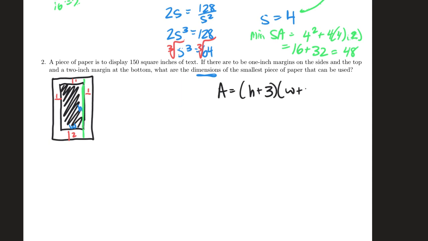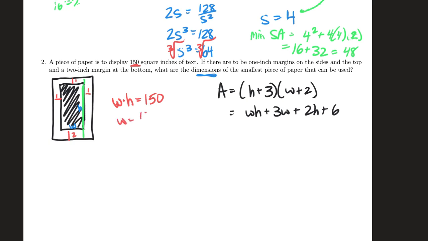And maybe this might be a better reason to do the full width and use minus signs otherwise. But this gives me WH plus 3W plus 2H plus 6 as the area of the full paper. But again, there's W's and H's, so how do I relate W and H? Well, I know that the text part has 150 square inches of text, and that's W times H. So that's one reason why having the text be the W and H is also valid. I think writing W in terms of H is a little bit easier, so let's solve for W to get rid of it.